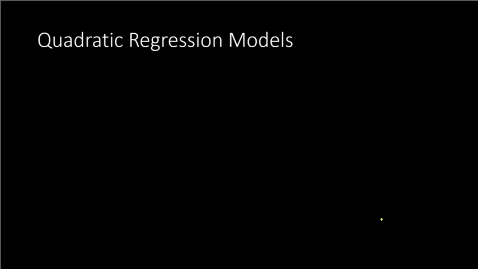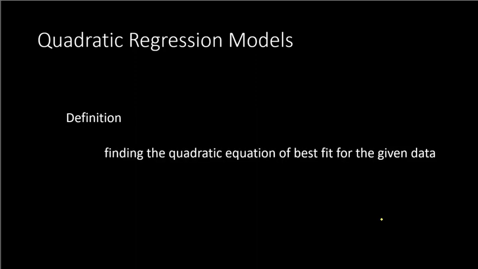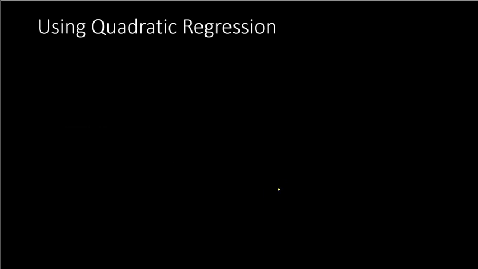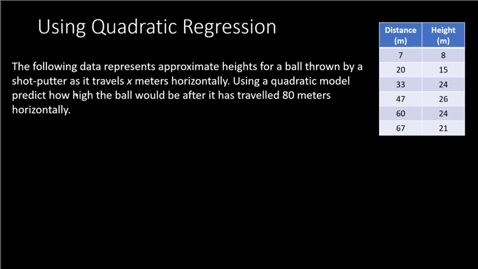All right, next we have what's called a quadratic regression model. And what this is, we're finding the quadratic equation of best fit for the given data. So just like we found a line to represent the data that we collected, here we're trying to find a quadratic equation that best fits the given data. An example of this would be right here, where we have the following data representing the approximate heights for a ball thrown by a shot putter as it travels x meters horizontally. Using a quadratic model, predict how high the ball would be after it has traveled 80 meters horizontally.